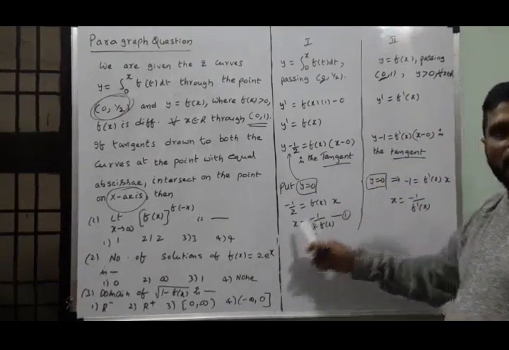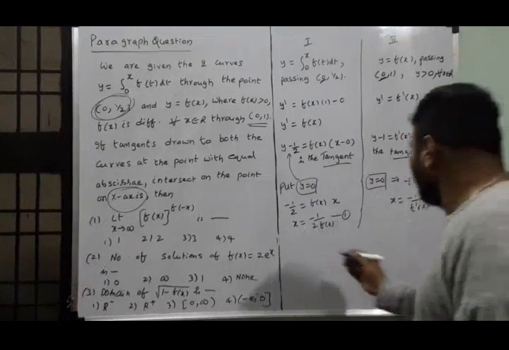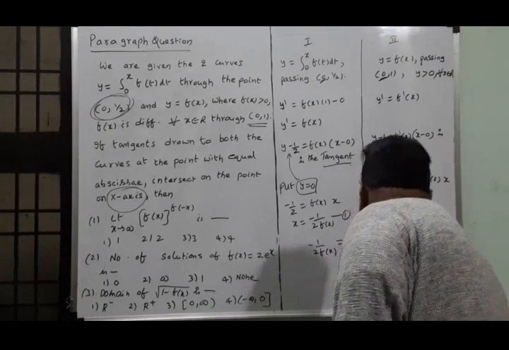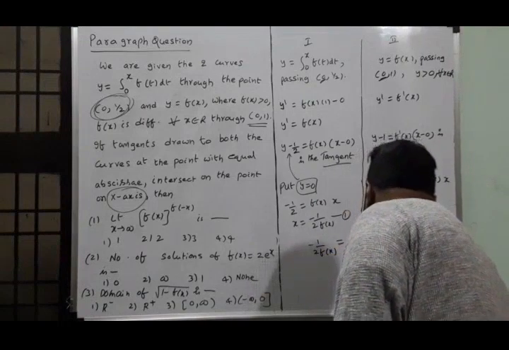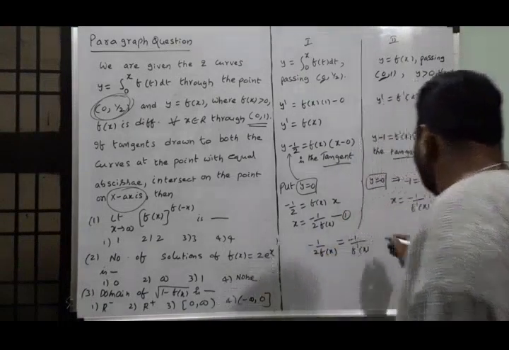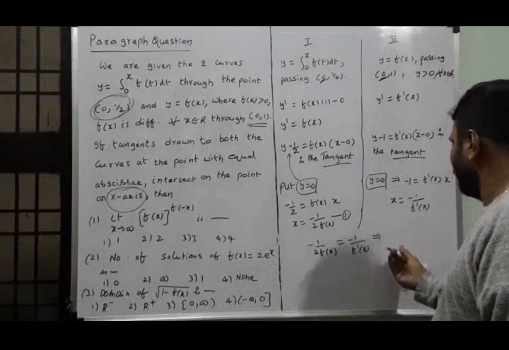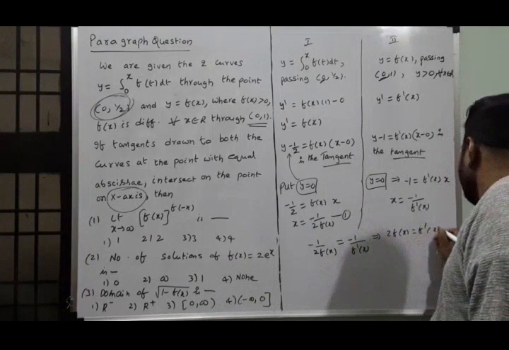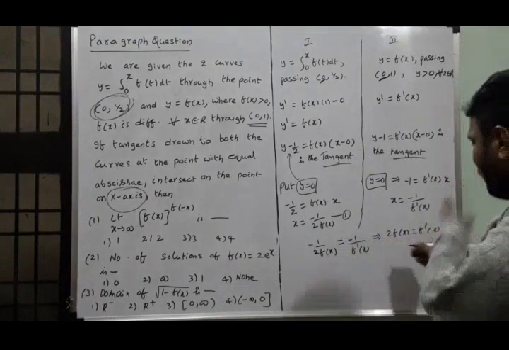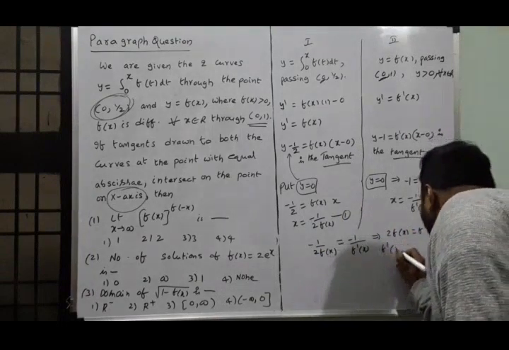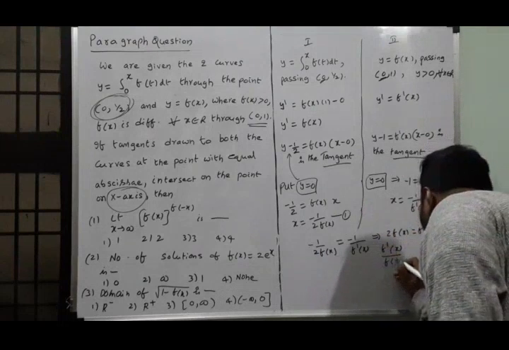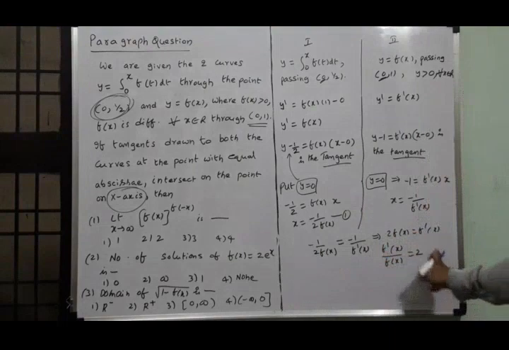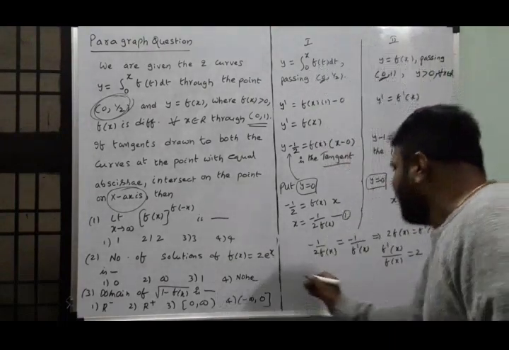Both are x coordinates. Equate them. So minus 1 by 2 into f of x is equal to minus 1 by f dash x, which implies 2 into f of x is equal to f dash x. Okay. Now f dash x by f of x is equal to 2. Integrate both sides.